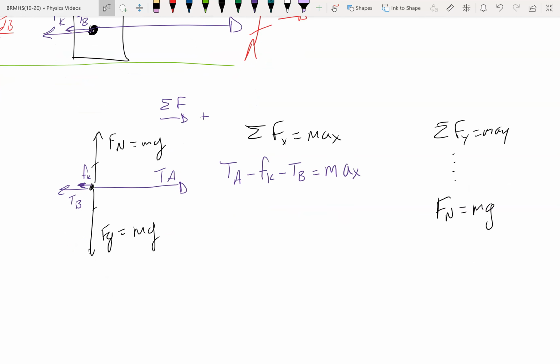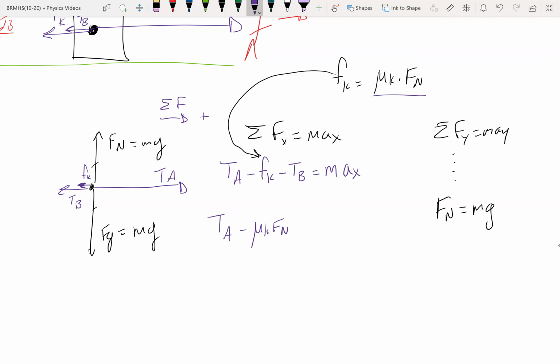There's something else we can add here if we wanted to get a little more specific. Fk, this is one of our true statements we always know, is equal to mu k times the normal force. Okay, so maybe you substitute that in. A lot of the time, every time there's a friction problem, you're going to have to do that. So you've got TA minus, what's friction? Mu k times normal force, put it in there, minus tension B equals max.